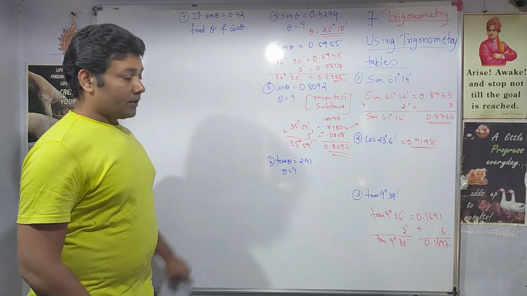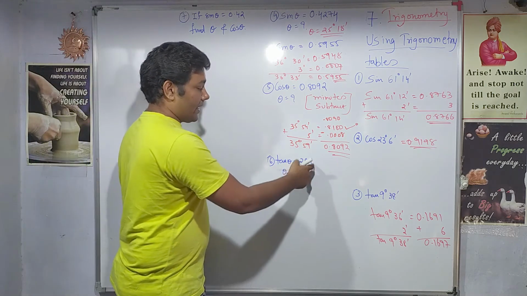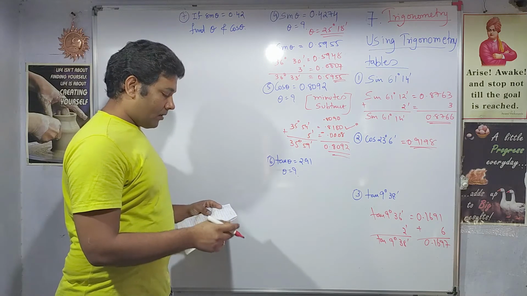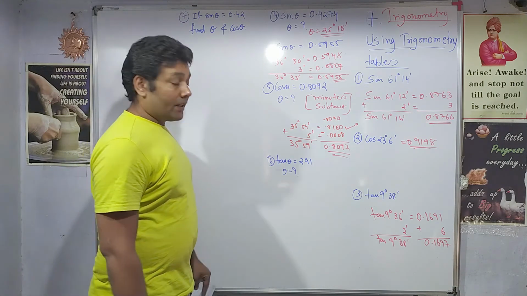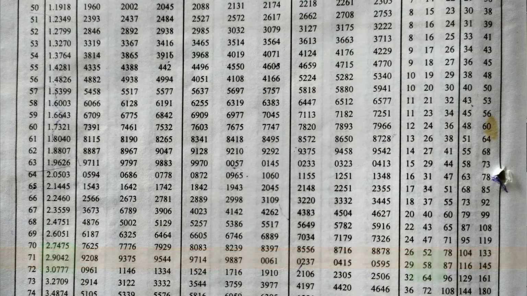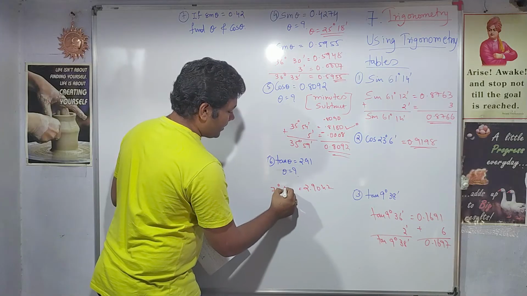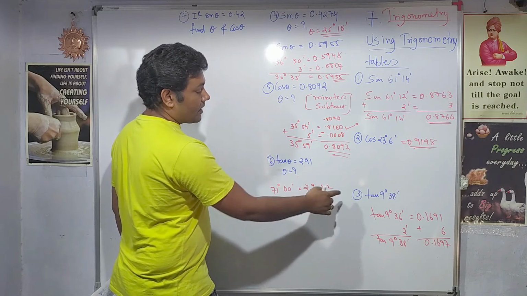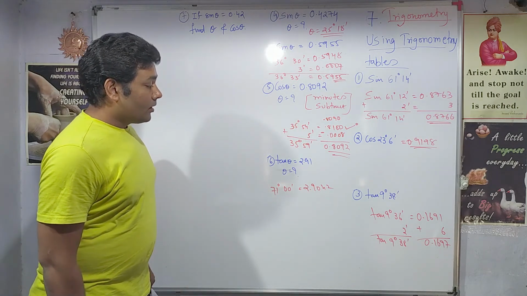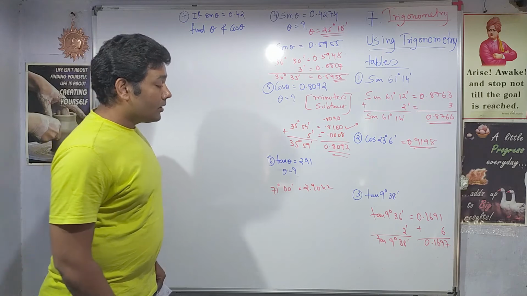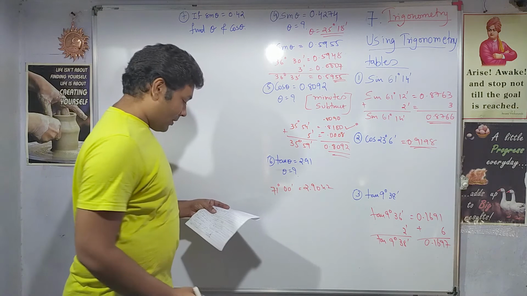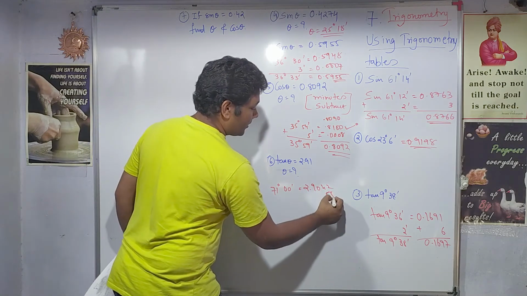Now tan theta is 2.91. If you go to the table and try to find 2.91, I don't think you find this exact value. You will find 2.9042, and this will correspond to 71 degrees 00 minutes. Now what to do? You want exactly 2.91 and this is 2.9042. So I think you will need to add. How much will you have to add here to make exactly this value? You will have to add 58.